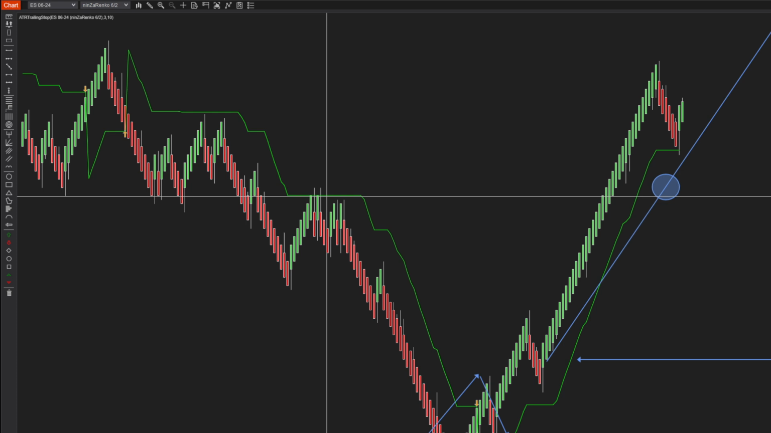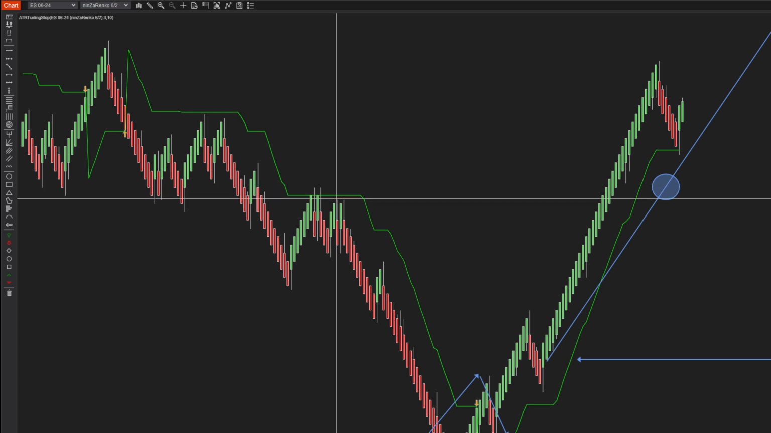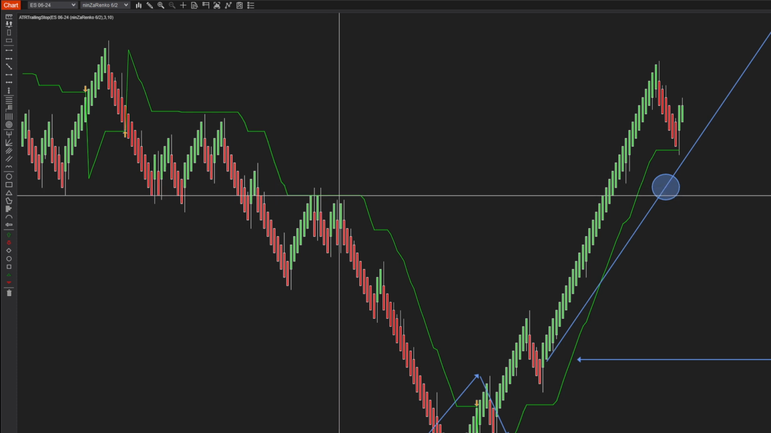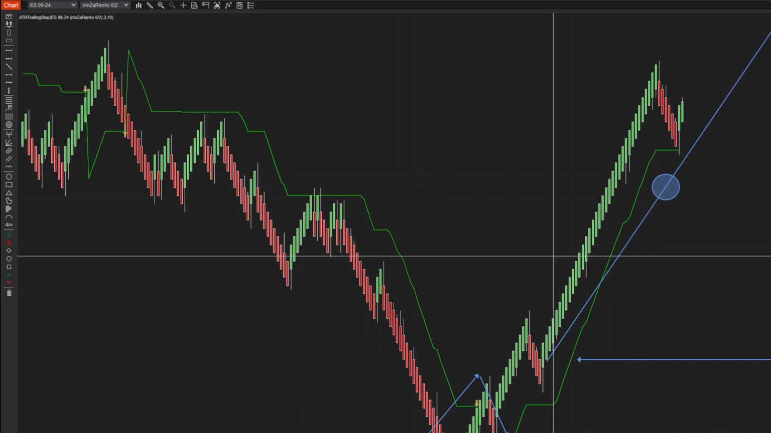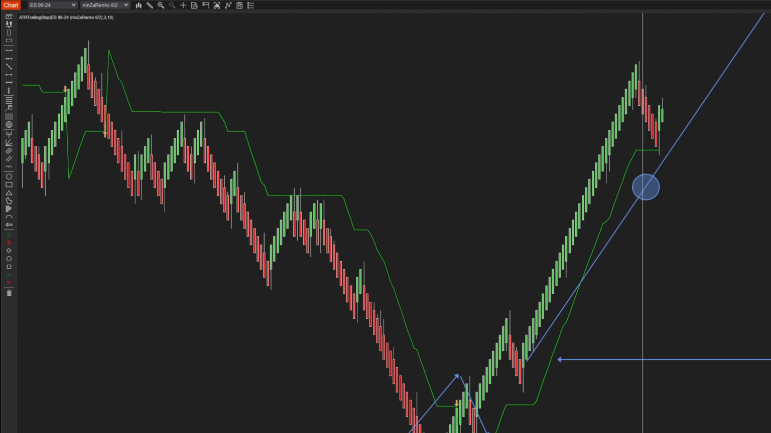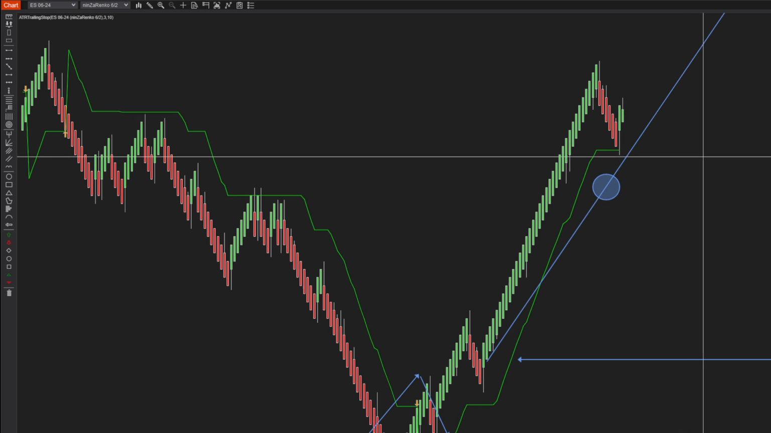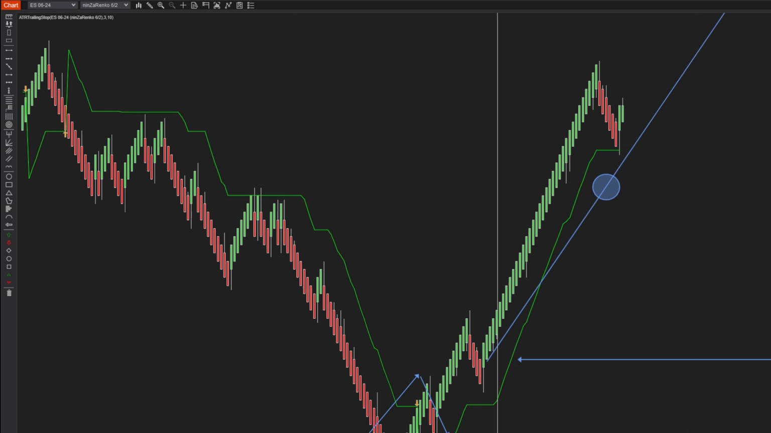You can see some wicks here that never close above this super trend line, so that's the reason why there was no reason to get out of the position. So that's basically what we have in terms of the super trend.